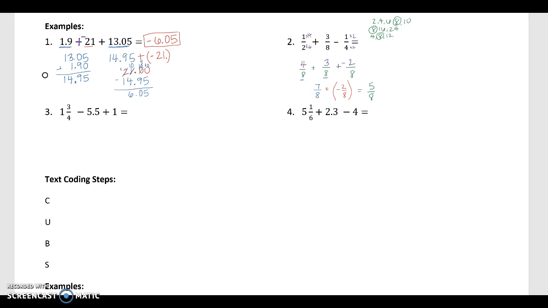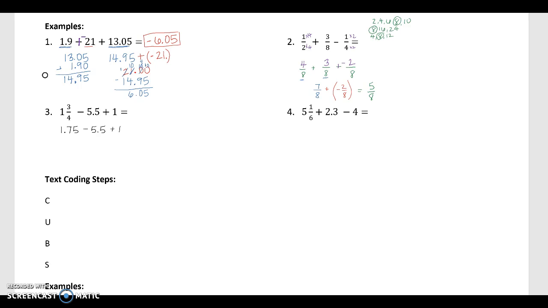Well, here I have 1 3/4. So if there's a 4 on the bottom, I just think about quarters, right? And if I have 3/4, I have how many cents? I have 75 cents. So I'm going to do 1.75 minus 5.5 plus 1.